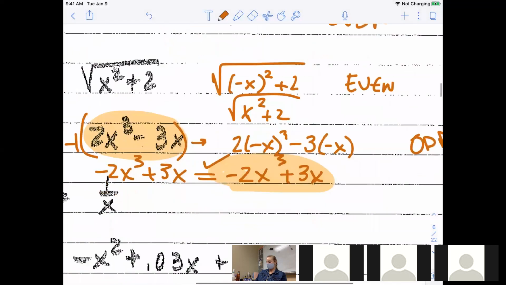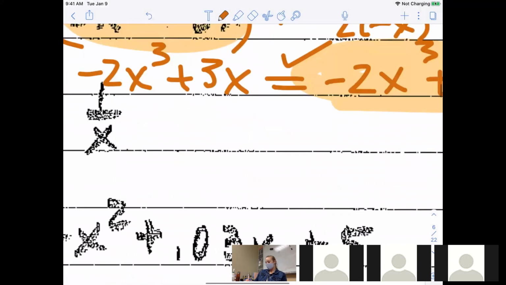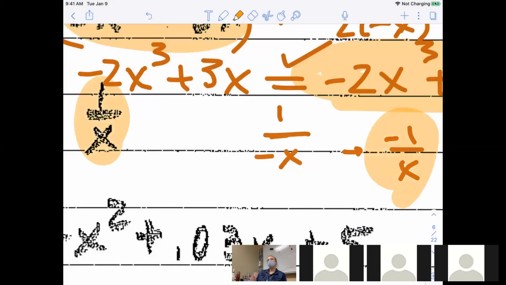Sometimes you may need to check by multiplying that -1 through, and that's okay. Another one. Let's go. 1 over x. Let's plug in -x. I've got 1 over -x. Well, there's not much to do here, right? That's just the same thing as -1 over x. If this is where I started and this is what I got, even or odd or neither? Odd.